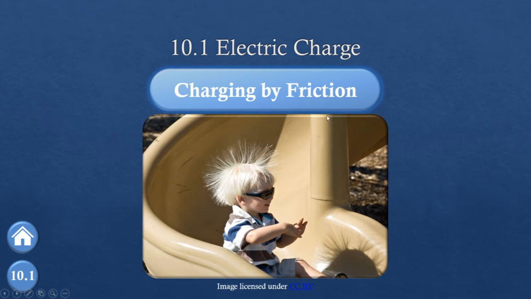This little boy has slid down this slide, and as he did, he charged himself up by rubbing against the bottom of the slide. And so you can see whenever your hair stands up because of an electric charge, it's because the electric charges try to get as far apart from each other as they can. And so they move out to the ends of their hair strands, and then the hair strands repel each other and stand up. This boy has been charged by friction.